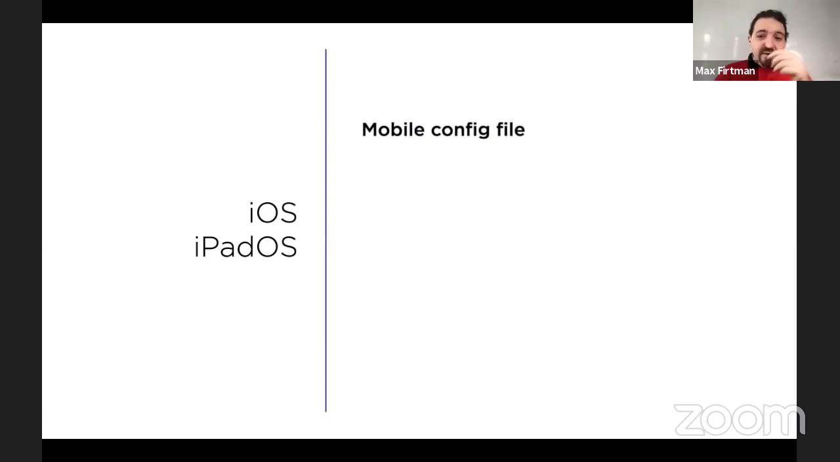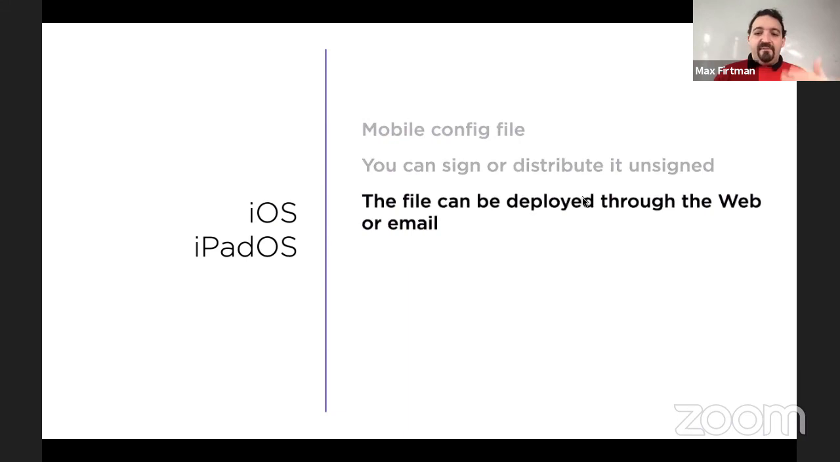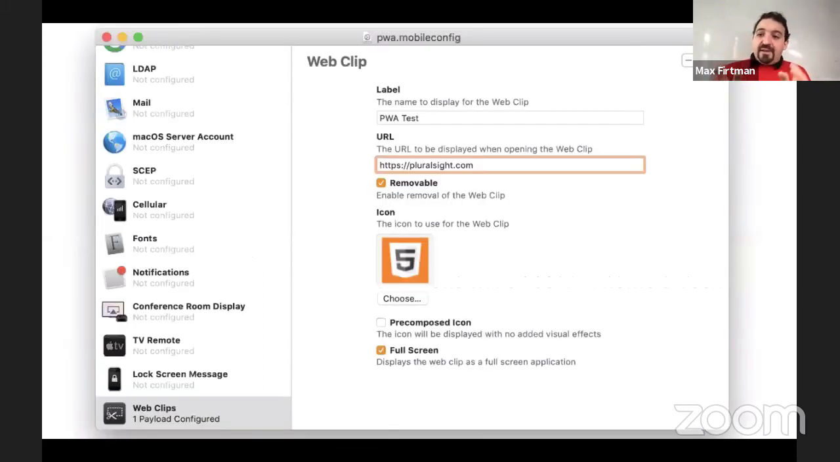On iOS, we use that mobile config file that I mentioned before. You need to distribute that app on the web, like on a website, or through an email. You send that configuration file. If the user accepts the configuration file, PWA icons will appear in the home screen. To create those packages, you use this tool, Apple Configurator, where you create a web clip, one or more web clips. And in this case, it has the label, the URL, the icon, and that's all. It will just work. So you can actually deploy PWAs to enterprise users on iOS and iPadOS.